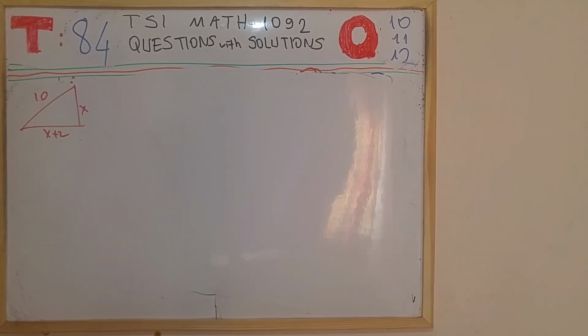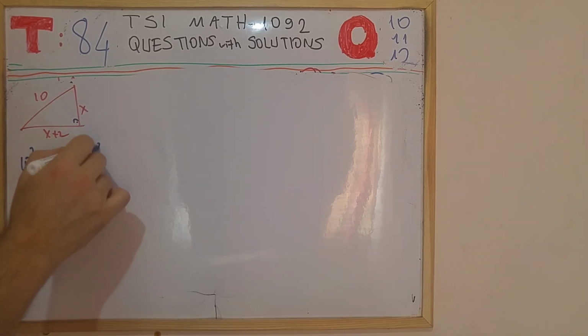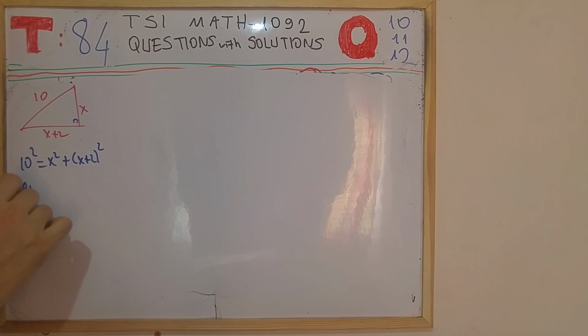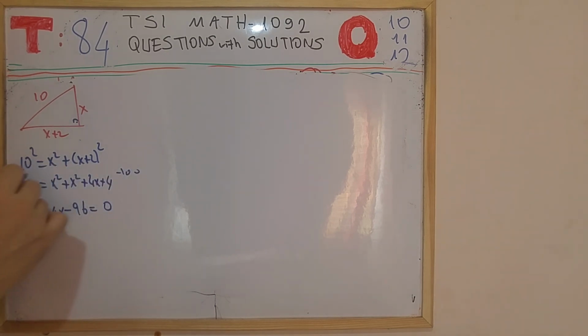Making a combo, and we're going to solve 3 questions in a row. Let's start with 10. They're asking me to find out x. Since this is a right triangle, what I have is 10 square is equal to x square plus x plus 2's square. This means that 100 is equal to x square plus x square plus 4x plus 4. So this is equal to 2x square plus 4x minus 96 is equal to 0. I did this by subtracting 100 from each side.